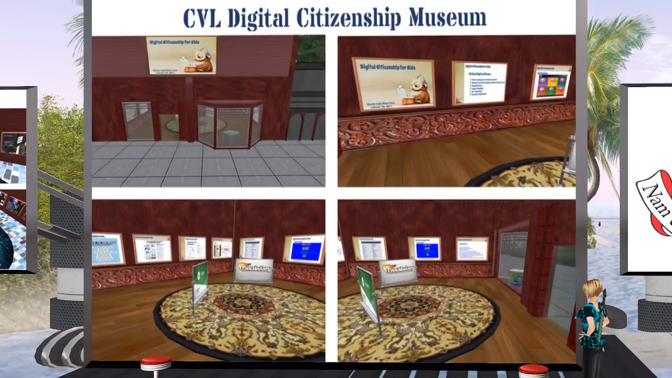And this is actually my own exhibit on digital citizenship for kids, but what I wanted to show you here was that we wanted to highlight that we can add interactive objects. What I've been showing you is just slides on the wall, but it's not just limited to that. We are encouraging contributors to add interactive content to their space.